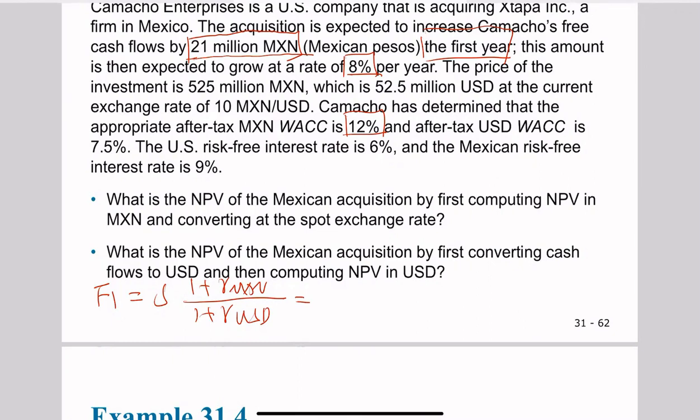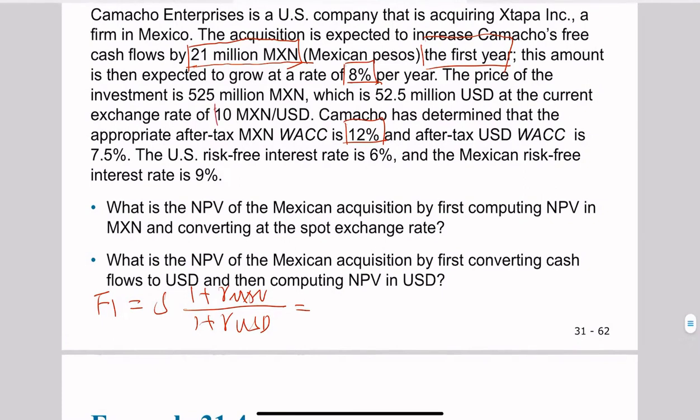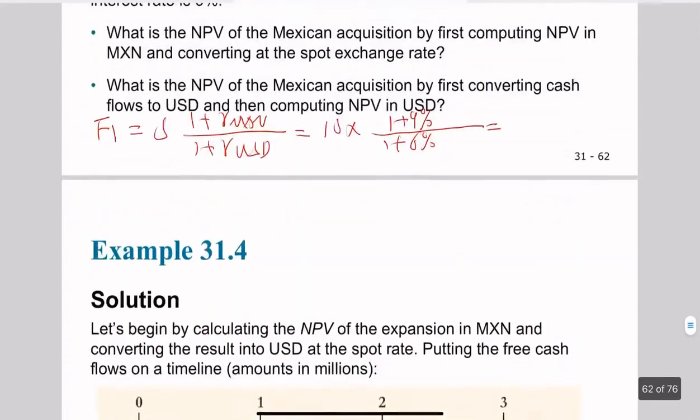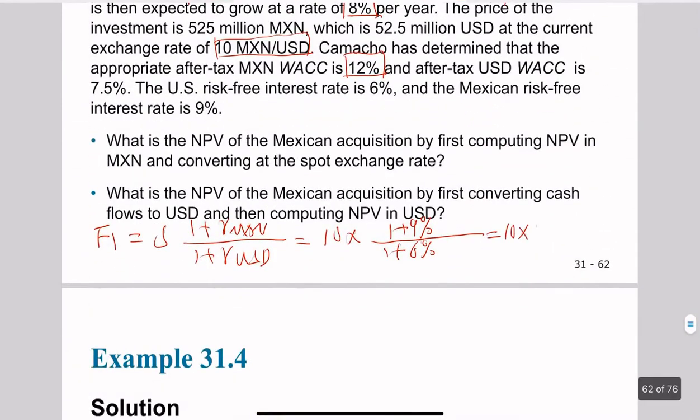And the spot rate, what's the spot rate? Oh, it's 10, right? And the risk-free rate in Mexico is 9%, and then the rate in the US is 6%. So this will give us 10 times 1.0283.